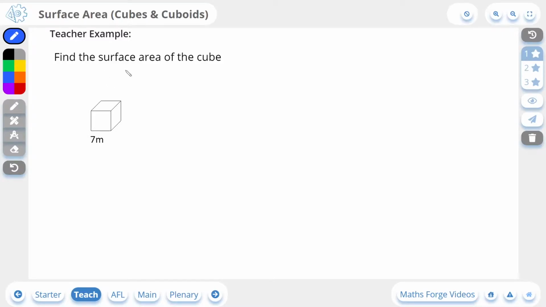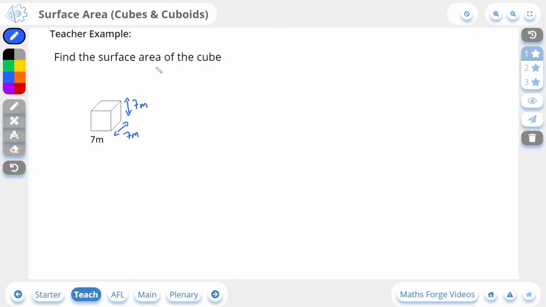Here we're being asked to find the surface area of the cube. So they're telling us it's a cube, which means that all of the sides on this 3D shape are 7 meters. They've given us one of the sides, but the fact that it's a cube means it's a 3D square, and therefore all of the sides are the same. So now that we know that the width is 7, the length is 7, and the height is 7, we can go ahead and find the surface area of this cube.